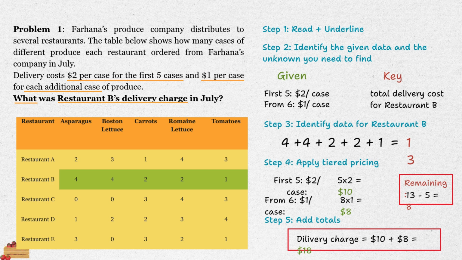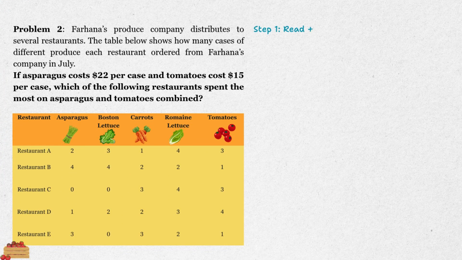Now let's move on to problem 2. And we're still working from the same table in Farhana's produce company. This time, we are comparing how much money each restaurant spent on asparagus and tomatoes. The problem tells us asparagus costs $22 per case, and tomatoes cost $15 per case. Then the question asks, which restaurant spent the most on asparagus and tomatoes combined?